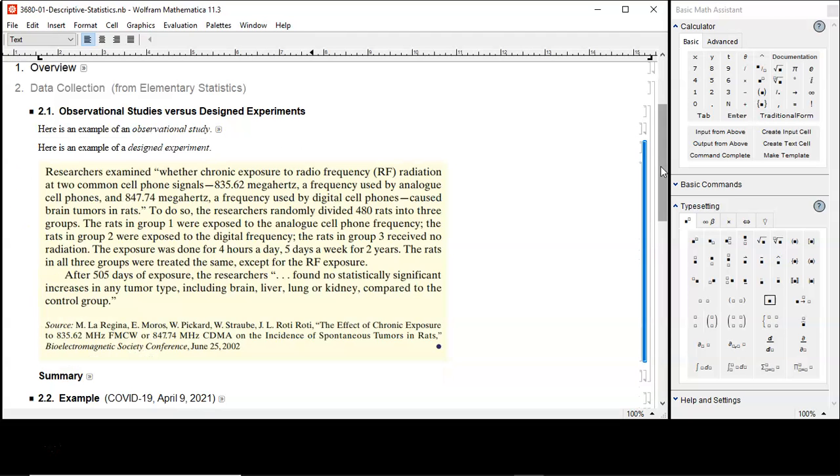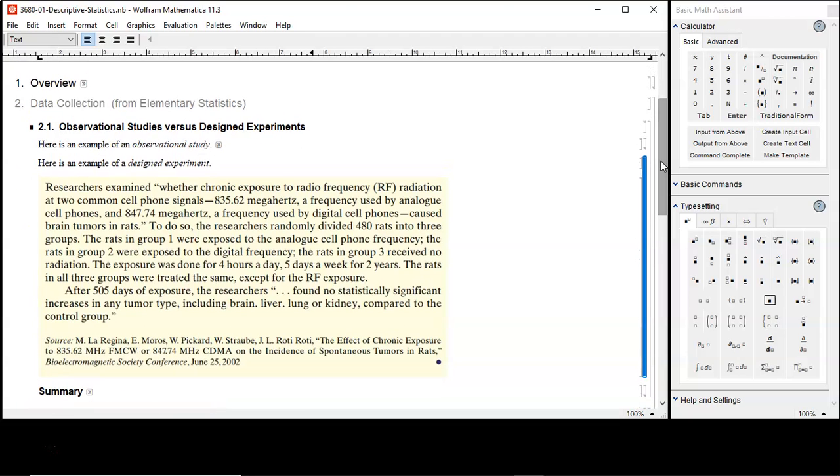Alright, now here's an example of a designed experiment. Again, please stop the playback and read through. This time, the researchers are studying rats, not humans. And they divided these rats into two groups, and one group was exposed to radiation similar to cell phone, and then the other group, nothing. Otherwise, all the other living environments stay the same. And then they compare.